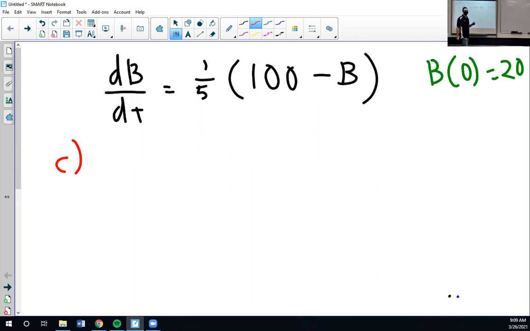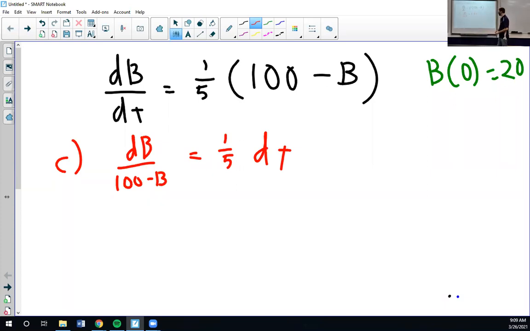We're going to start by separating out our variables. So that means this 100 minus b is going to get divided and moved to the other side. And then this dt needs to get moved over here. I'm going to leave the 1/5 on this side. I'll give you one more step here, and then I'm going to give you a couple minutes to try it on your own before I show the rest of it.